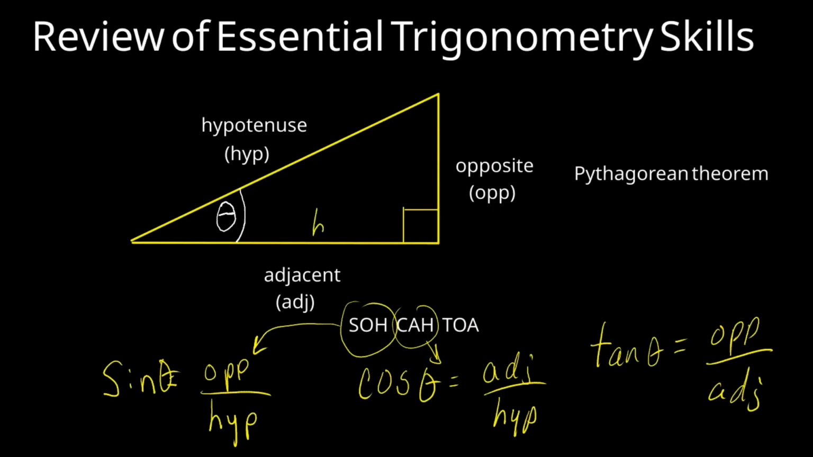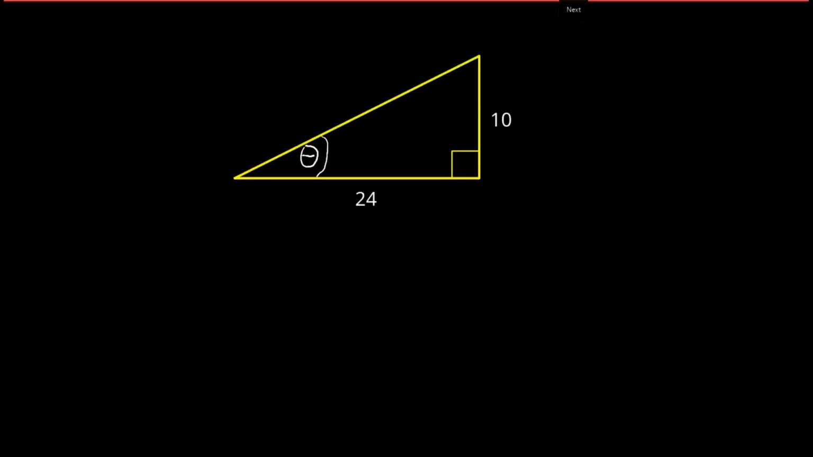So I'll let this be the base. This is my height or altitude, and this is the hypotenuse. The Pythagorean theorem says that a squared plus b squared equals c squared. These are the main formulas that we'll be using throughout this lesson. So let's find sine, cosine, and tangent of theta in this diagram.